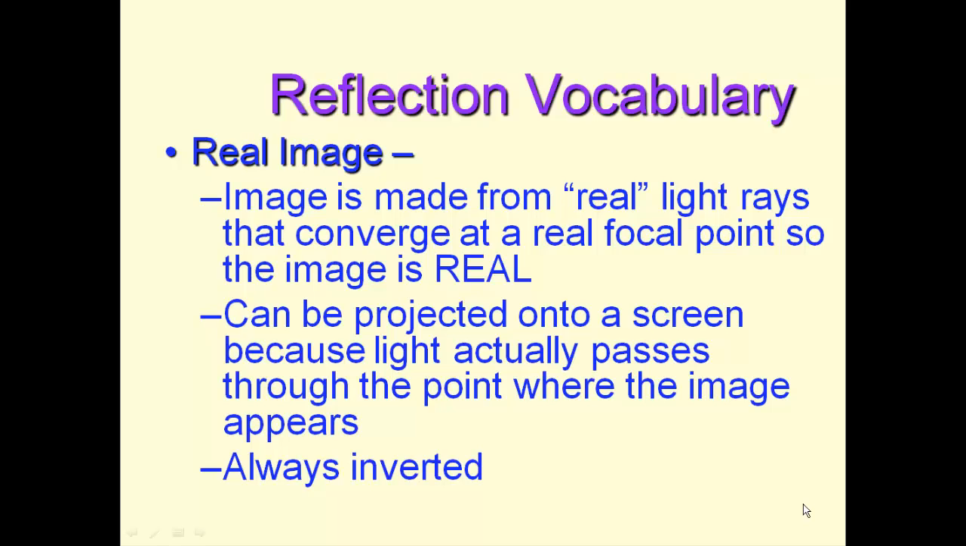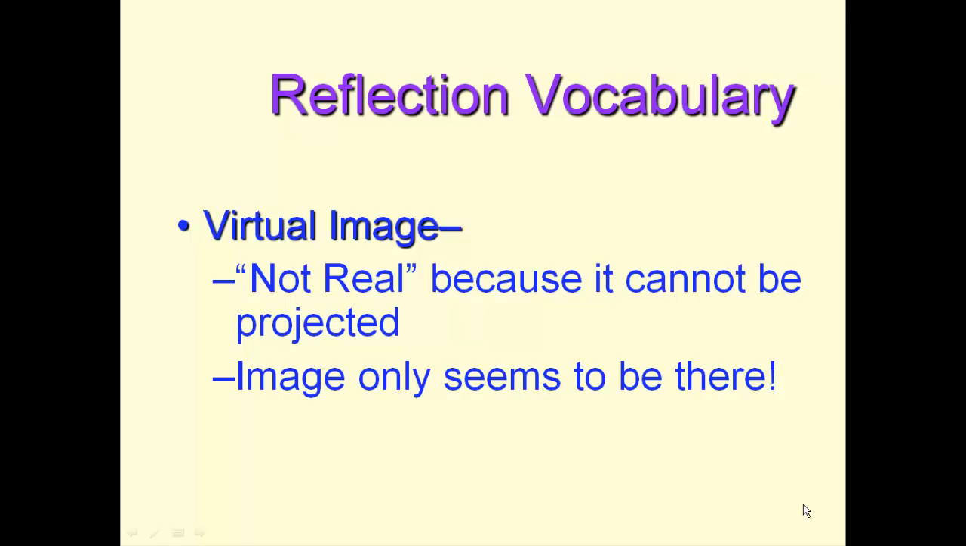A real image forms a real projected image, just a picture of it, and it's always going to converge at a real focal point, and so we can actually get that on a screen, and so it is called real. It can be projected onto a screen because the light is actually passing through a point where everything goes in focus, and it's inverted. A virtual image is just what it sounds like.